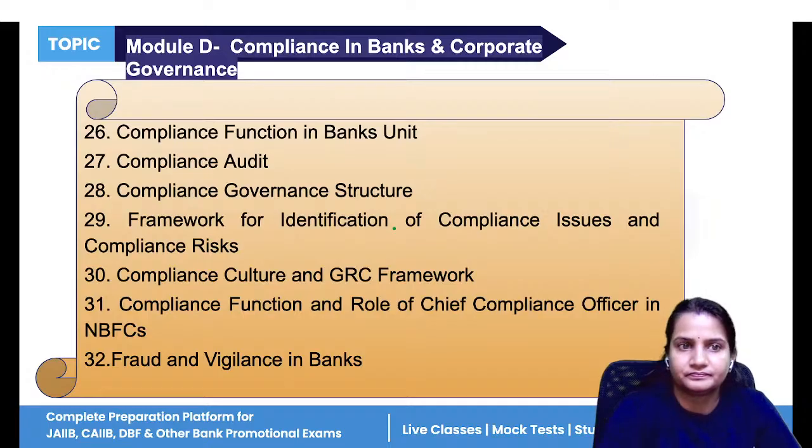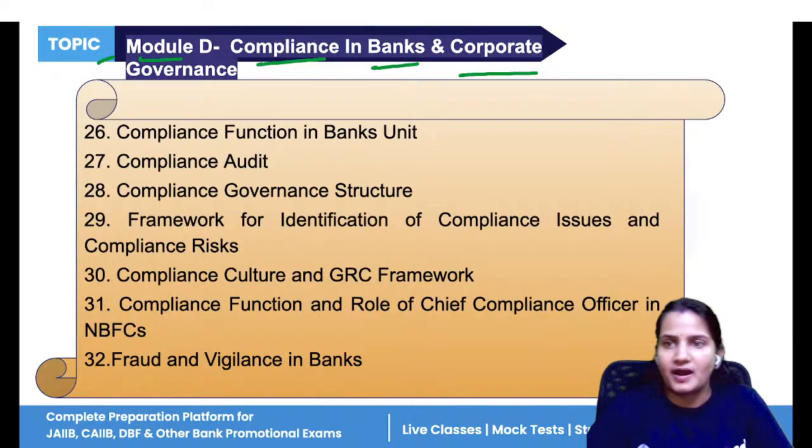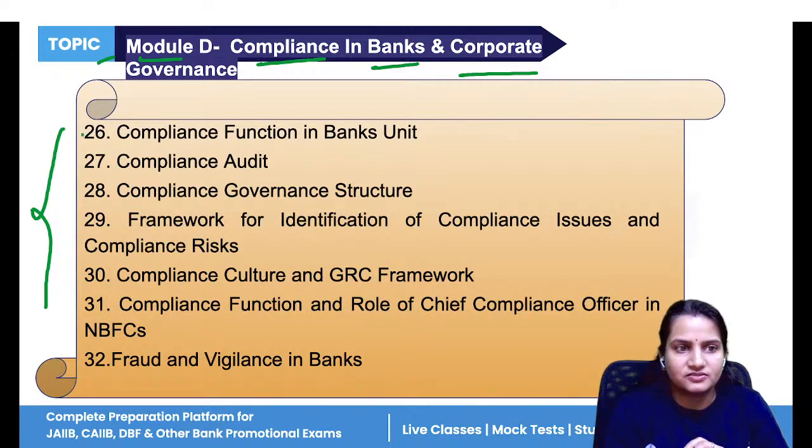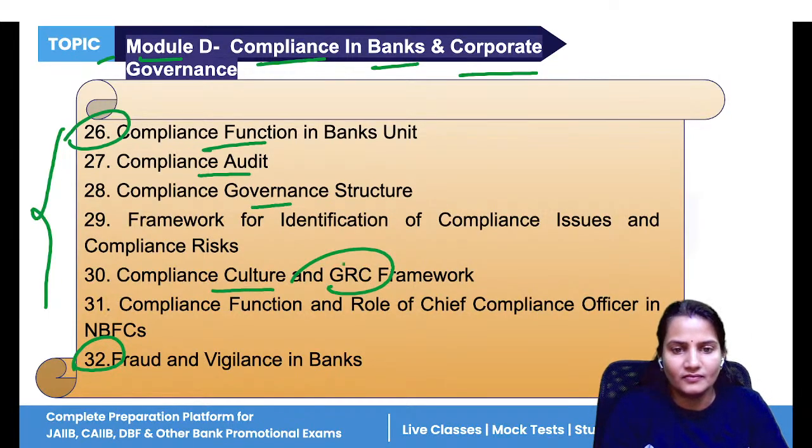Now, module D is all about compliances in banks and corporate governance. So in a bank, how to follow compliances and how to check compliances. All the units are related to this, starting from unit number 26 to 32. So compliance function in bank, compliance audit, governance structure, then the GRC framework, governance, risk, and compliance framework.